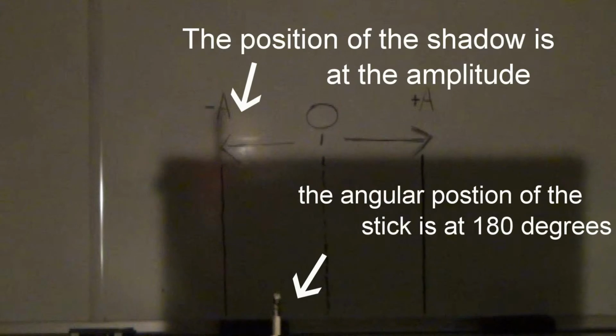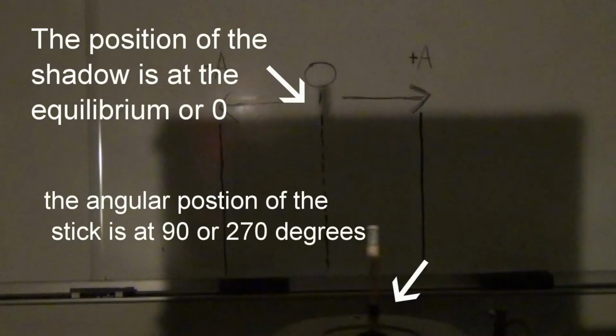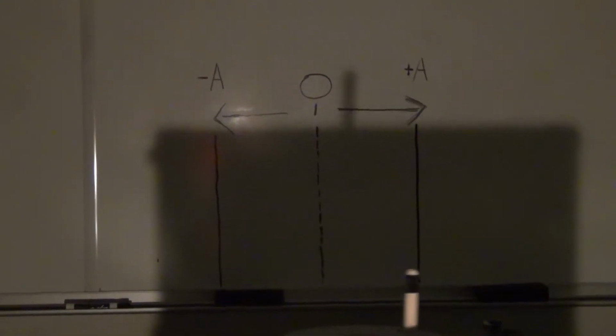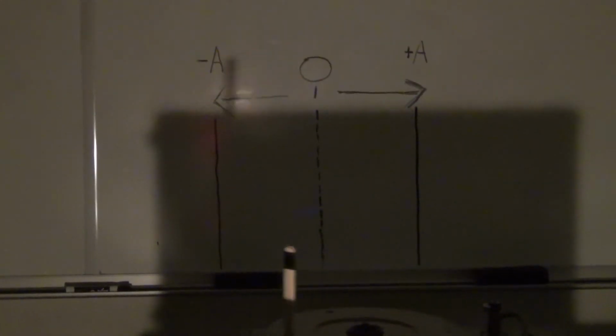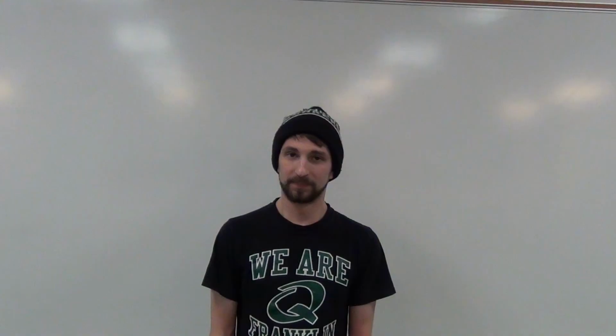And the position of the phonograph or the stick equals 0, or at the equilibrium position, when the angle equals 90 degrees or 270. Well, if we use those two criteria, we know that simple harmonic motion follows a cosine graph.